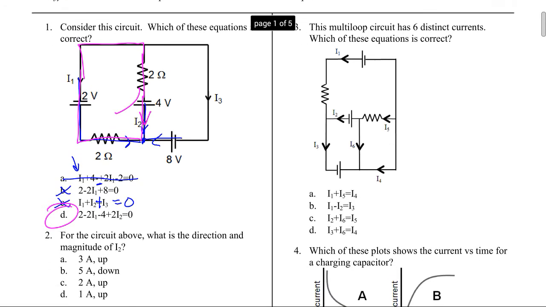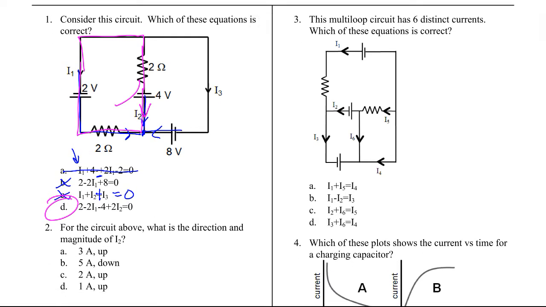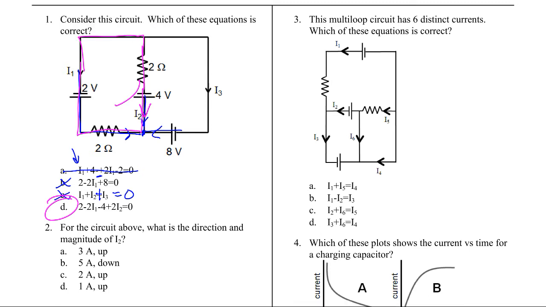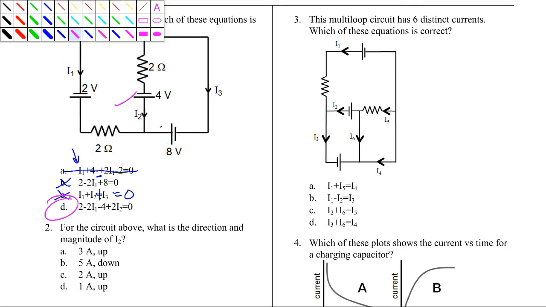For the circuit, what is the direction and magnitude of I2? Well, let's delete all this. I want to find the current here, I2. And so I'm going to imagine using this loop because there is no resistor in the I3 part. So I3 isn't going to be a variable in that equation.